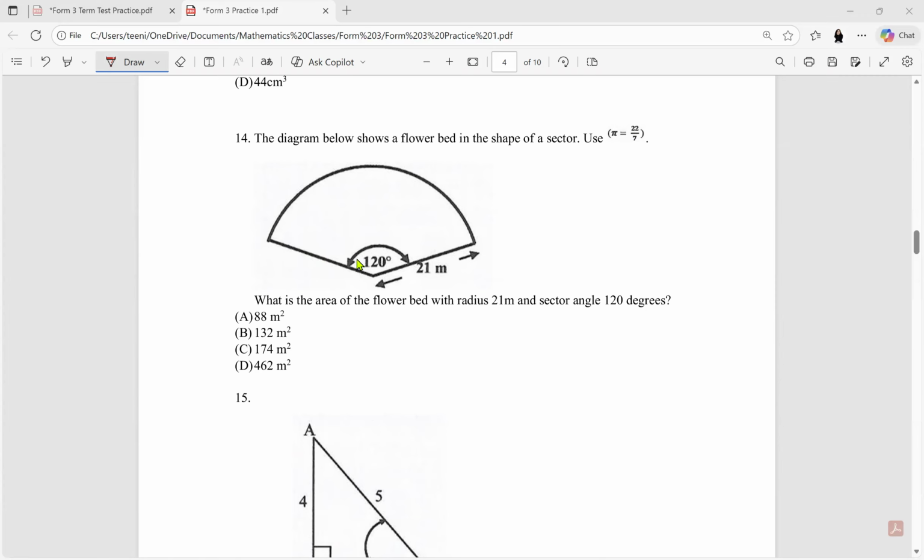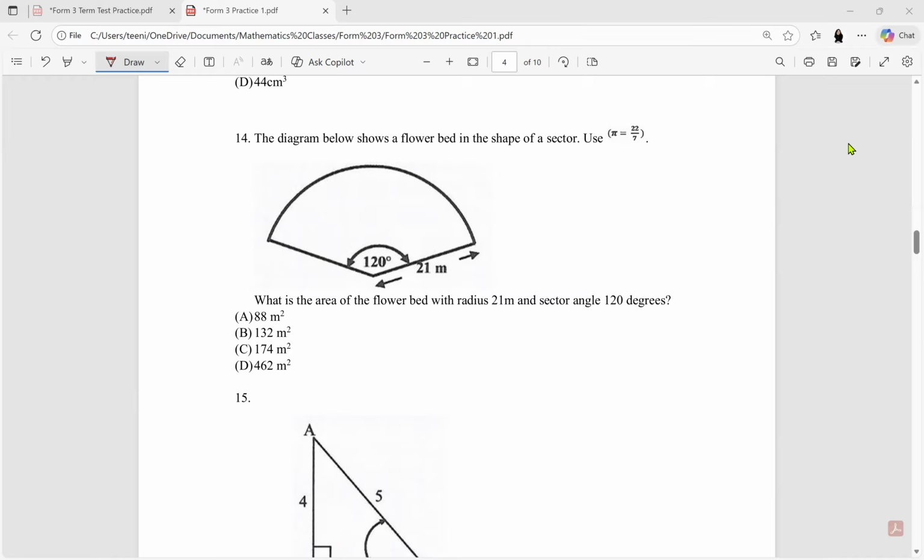Have you all done finding the area of a sector as yet? Anybody did that in school as yet? Finding the area of a sector or no? I think I have done it, but I forgot because that was in Form 2, I think. Yeah. Okay. Well, we're going to skip that one for a while.